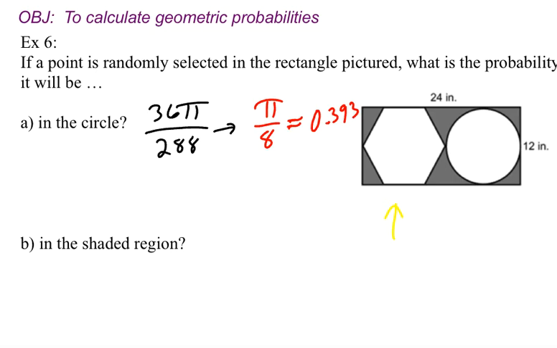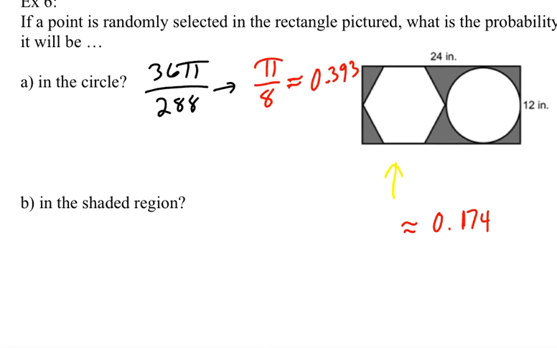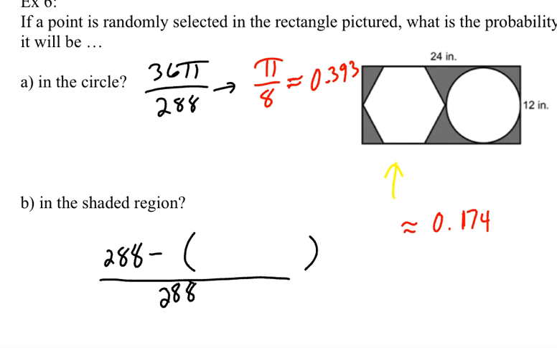And the last one there, my final answer was about 0.174, and this one I am going to put as a decimal because it was a crazy calculation. You should have had 288 still for the denominator. And for the numerator, 288 minus the shaded region. I have to subtract out both of the shapes in there, which is the circle and the hexagon. So the circle, 36 pi, is what I had calculated.